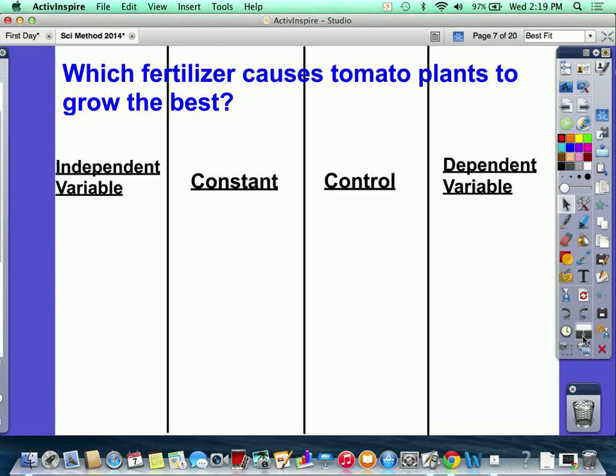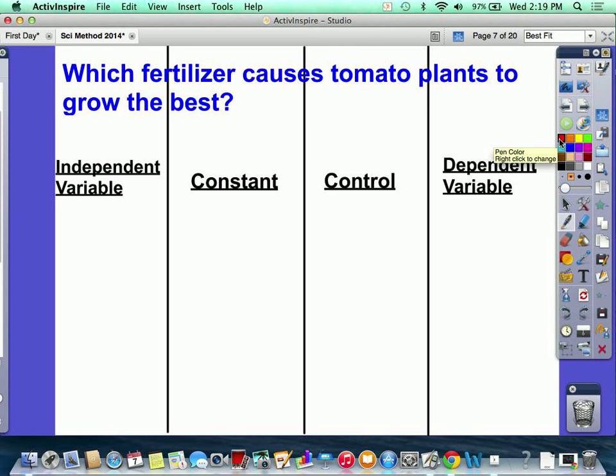Okay, so everybody caught up? Caught up with me? Very good. Independent variable. The independent variable is what the experimenter is going to change or test in the experiment. So let's look at the question. Which fertilizer causes tomato plants to grow the best? What are we going to change in this experiment? What are we going to test? The fertilizer. That's exactly right.